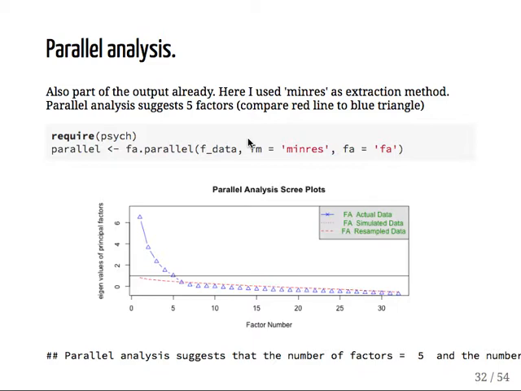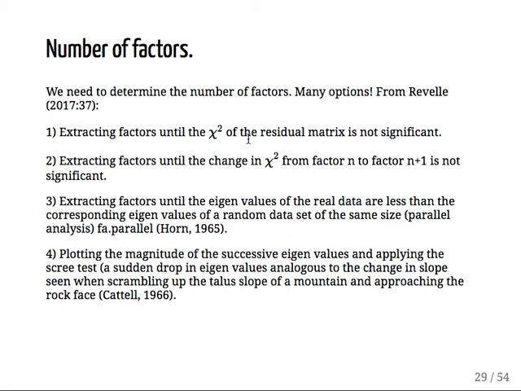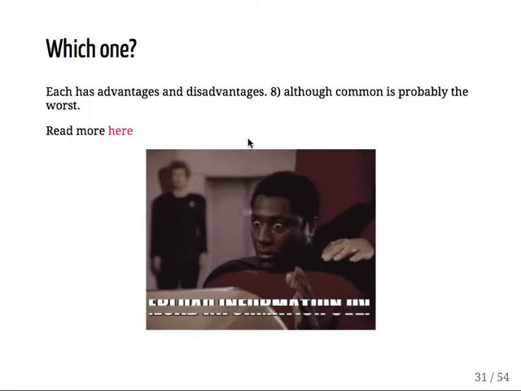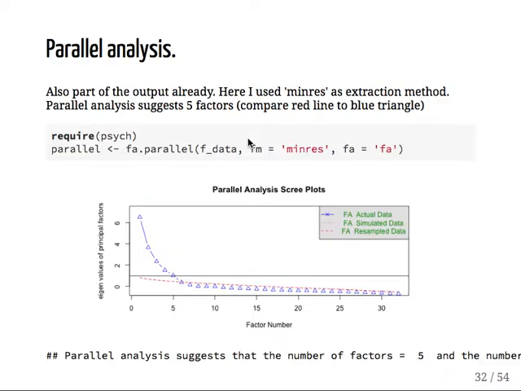Also part of the output already, I use the min-res extraction method again, and we can use parallel analysis where it prints it here, and that tells you the number of factors, 5. It's basically using this type of thing where we make random data sets, which are basically junk, and we want to have more factors in our real data set than in the junky data set. You can see in this chart the simulated or resampled data, and how that behaves compared to your actual data. And then you can do some maths to it, and that's what it will print.